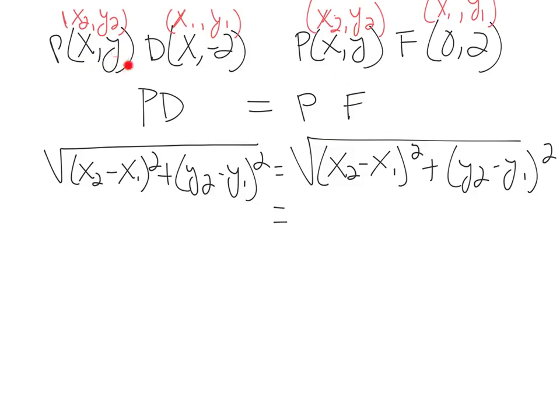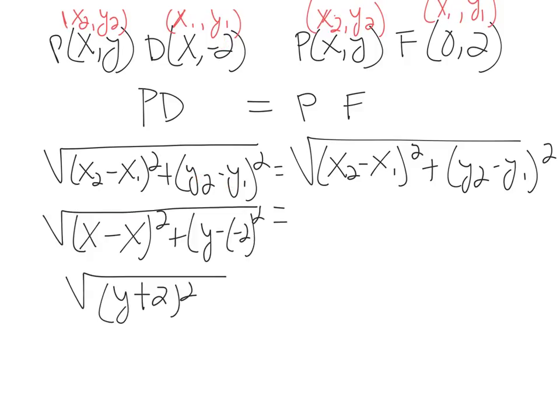Previously we wrote the points up here, but now I want to label them. It's up to you which way you want to label them; it doesn't really matter. I'm going to call this my second point and this my first point. I'm going to work this side first, and then I'll go over here and work this side. So I take x sub 2, plug it in, then x sub 1, y sub 2, and y sub 1. When I plug it in, I get x minus x squared plus y minus negative 2. Simplify that, the x's cancel out, and you're left with the square root of y plus 2 squared.